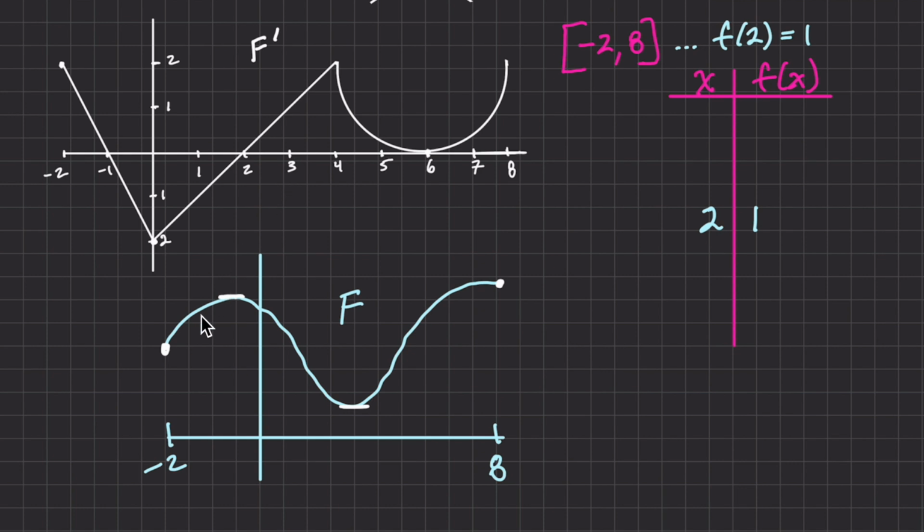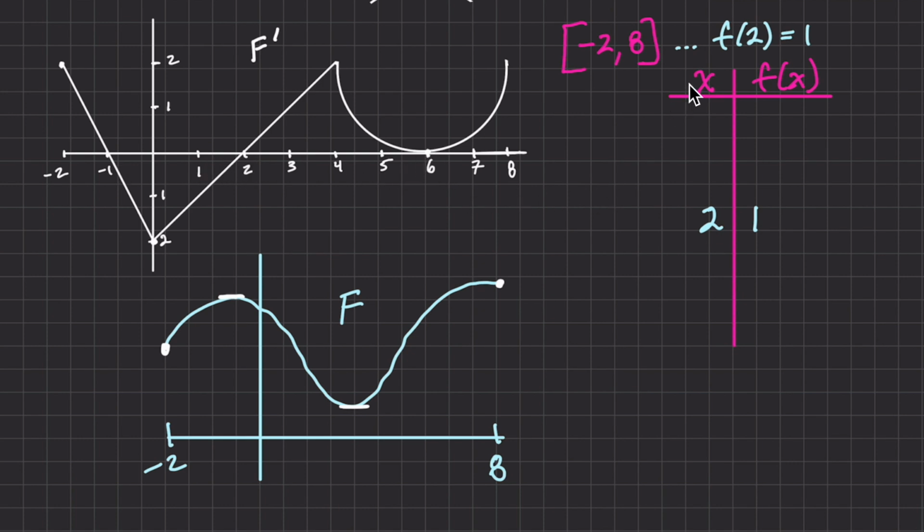So what we're going to do is investigate the f values at the endpoints and also at the points where the f graph has a slope of 0, because we're going to go to the f prime graph and identify those points as negative 1, 2, and 6.